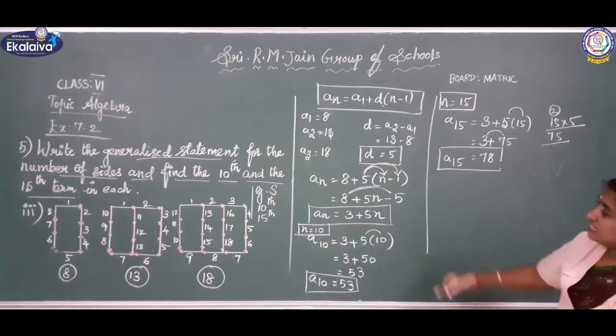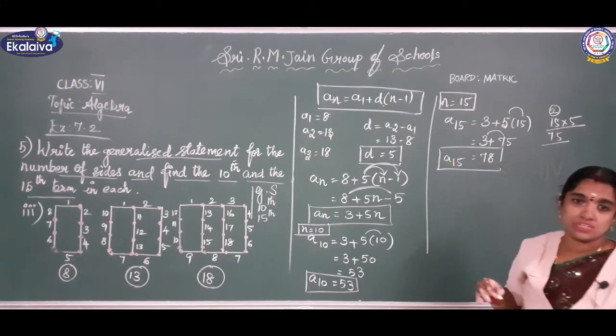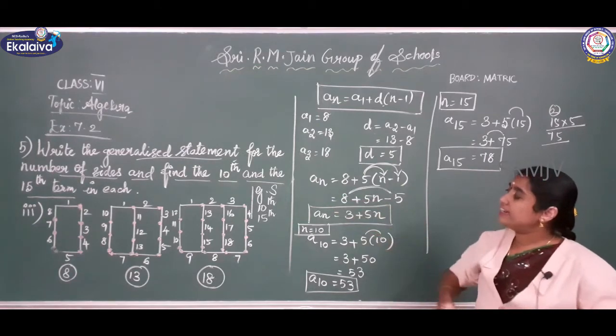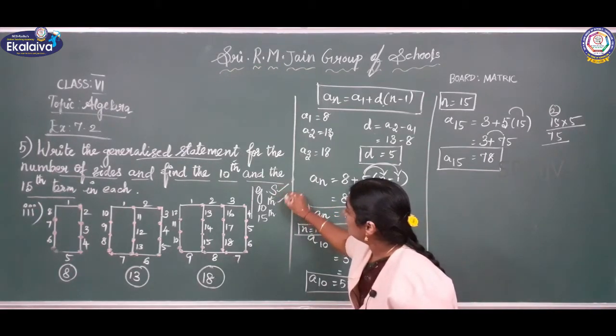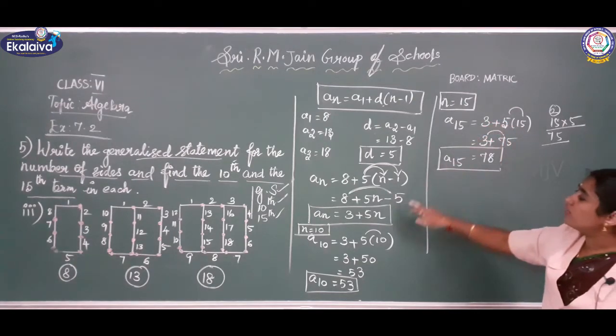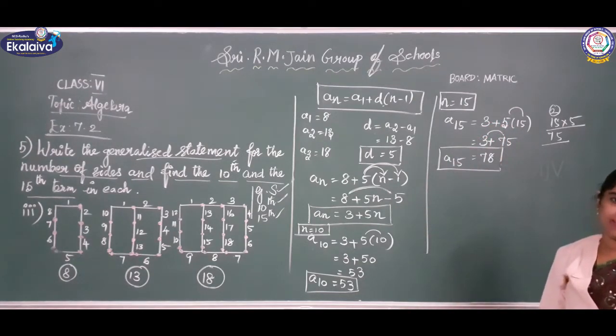Got it? The first thing you have to find out is the generalized statement. Afterwards, you have to find the 10th term and then you have to find out the 15th term. Suppose you want to find the 100th term, then substitute n is equal to 100 in this equation. You can get the 100th term. Is it clear, children? Shall I move on to the next sum?